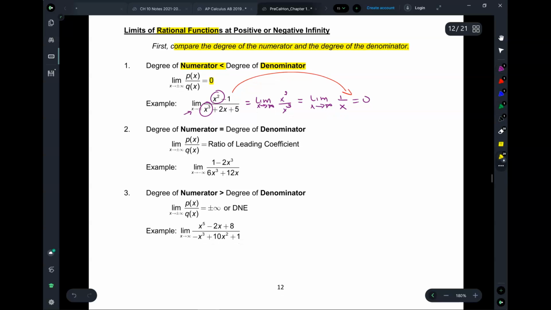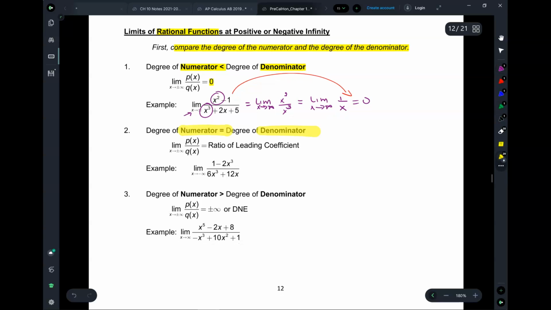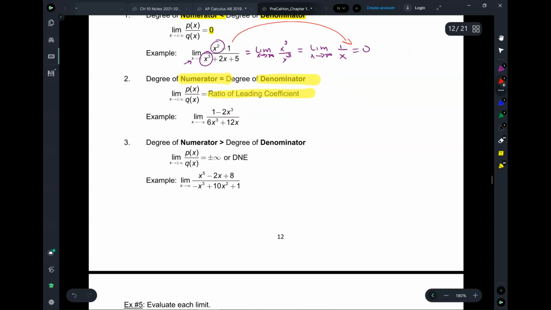If the degrees are equal, then you have to take the ratio of the leading coefficients. So, negative 2x cubed, positive 6x cubed, negative 2 over 6, negative a third.